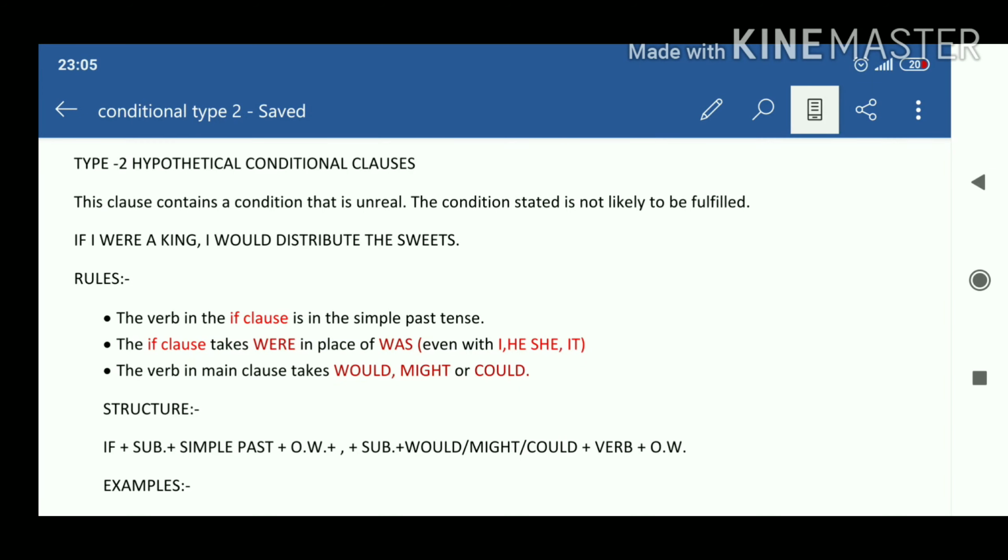Hello children, in this video we are going to discuss type 2 of conditional sentences, that is hypothetical conditional clauses. It is evident by its name, hypothetical, which means unreal or imaginary, that this clause contains a condition that is unreal or imaginary. The condition stated in the if clause, also known as the conditional clause, is not likely to be fulfilled in the present.